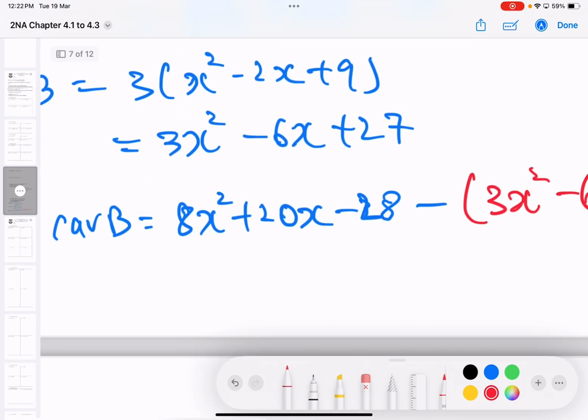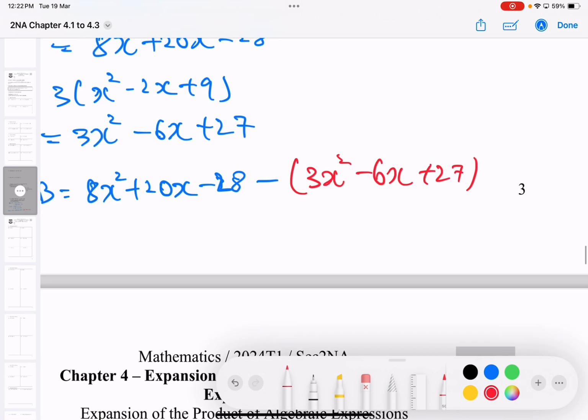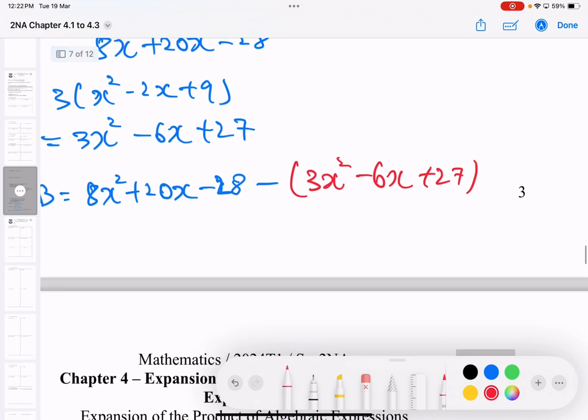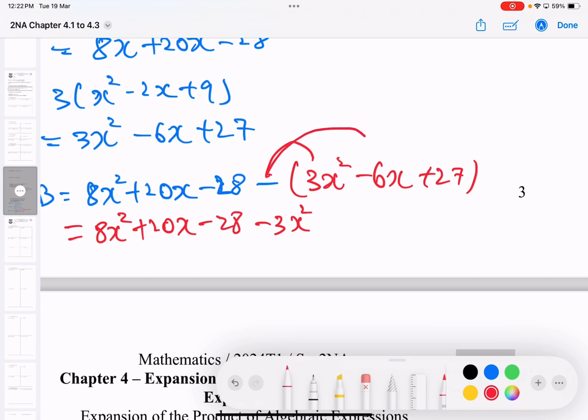So here, if I have brackets, I need to open the brackets first. 8x squared plus 20x minus 28. Negative sign, I multiply inside. Minus 3x squared. Minus times minus gives me plus 6x. Minus times plus gives me negative 27. So this is how I open up the brackets.